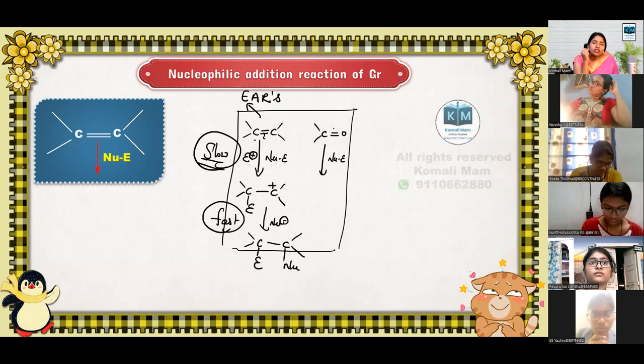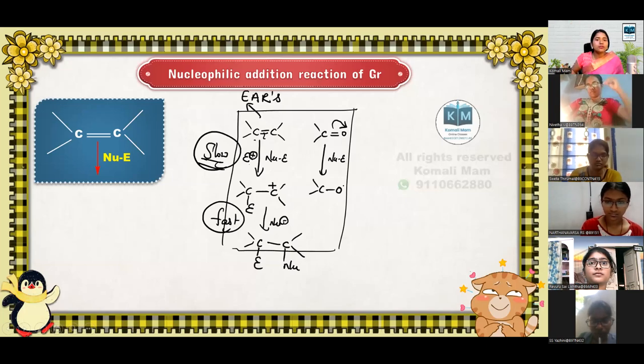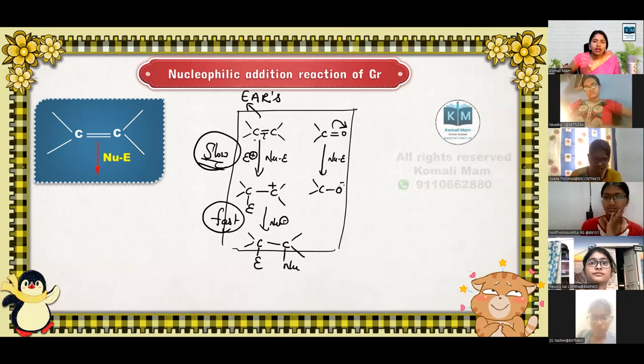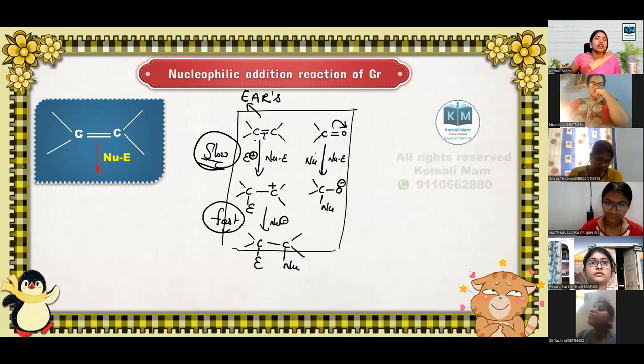First this negative charge shifts like this. The pi electrons shift to oxygen, as oxygen is more electronegative. Oxygen gets a negative charge. Carbon gets which charge? Positive. Wherever positive is there, the nucleophile comes and attacks. First, the nucleophilic addition reaction takes place. The nucleophile goes and attacks. The first step is a slow step.